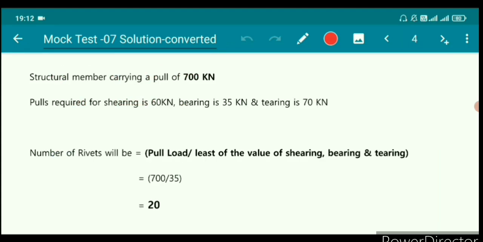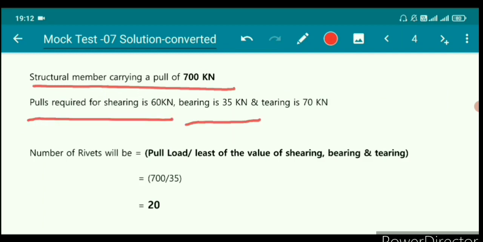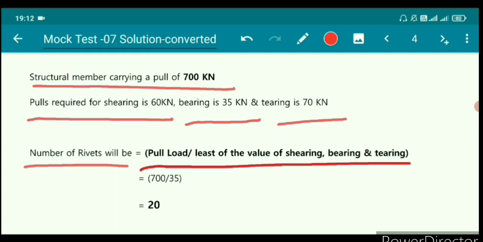So in the question, it has given structural member carrying a pull of 700 kN and pulls required for shearing is 60 kN, bearing is 35 kN and tearing is 70 kN. So we have to find out the number of rivets, which will be pull load divided by the least of the value of shearing, bearing and tearing. So the least value in between 60 kN, 35 kN and 70 kN is 35 kN. So the right answer is 700 divided by 35, which is 20.